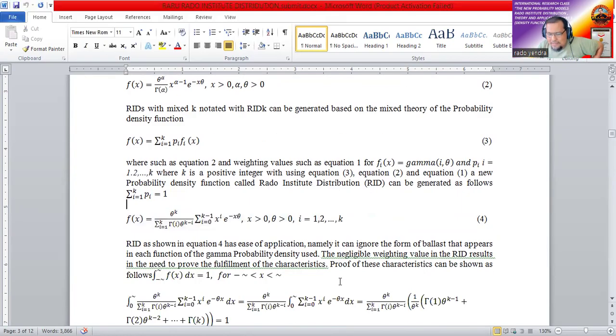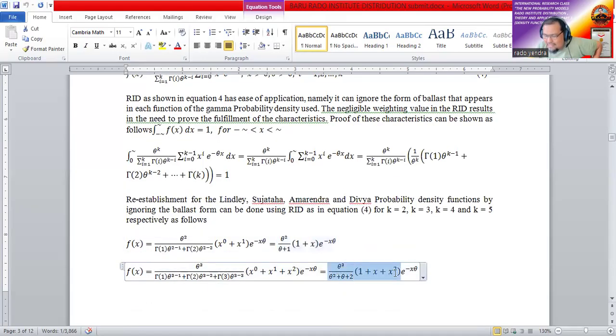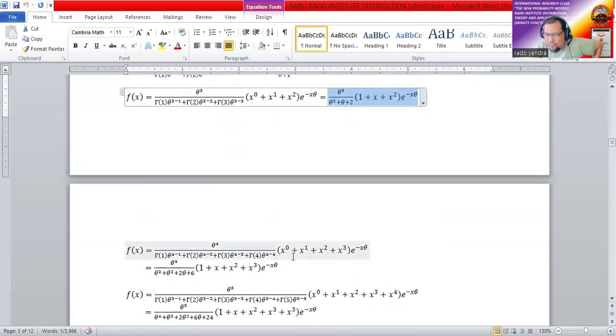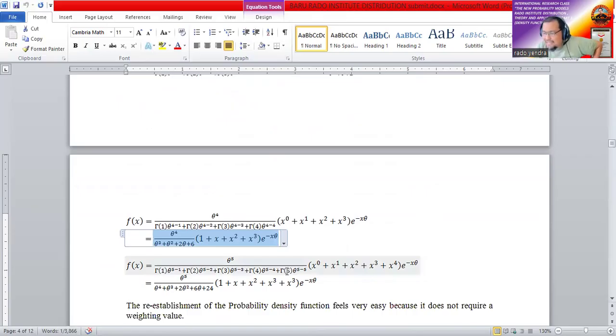For example, if we make k equal to 2 and use the formula like in the equation 4, we can find the density function of the Lindley distribution. And if we try k equal to 3, we find the density function is the Sujatha. And if we try k equal to 4, this is the density function of Amarendra. And if we change k equal to 5, we can find the density function of the Devya distribution.